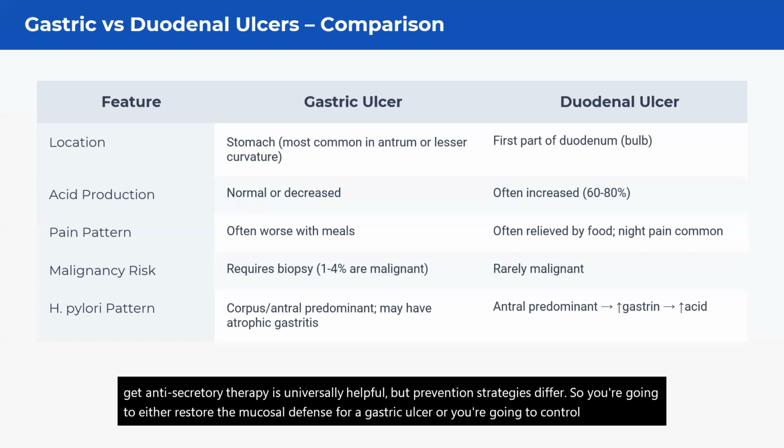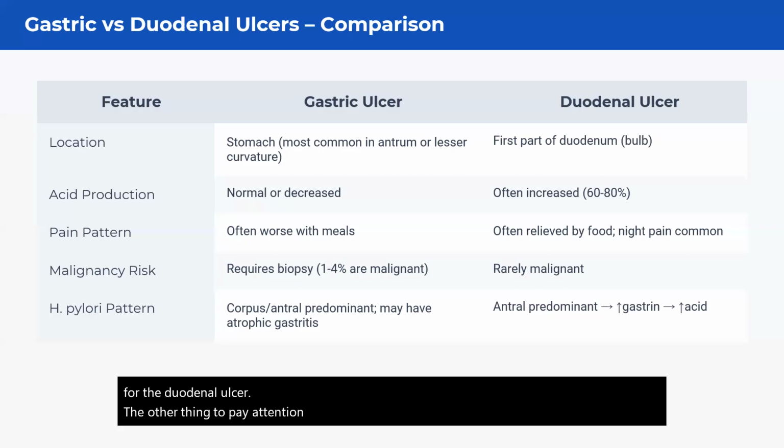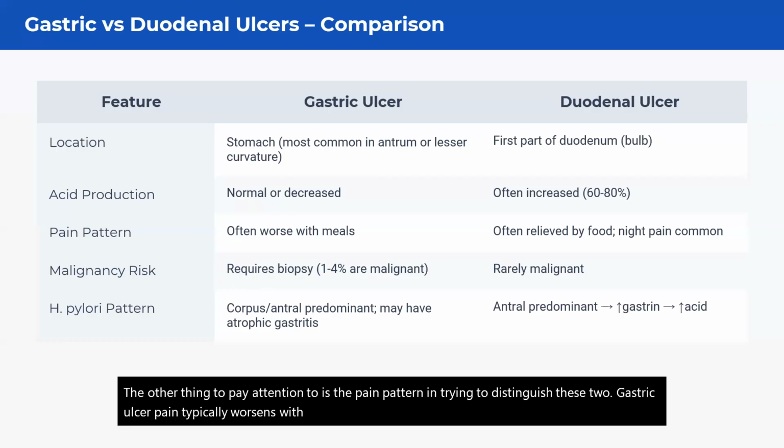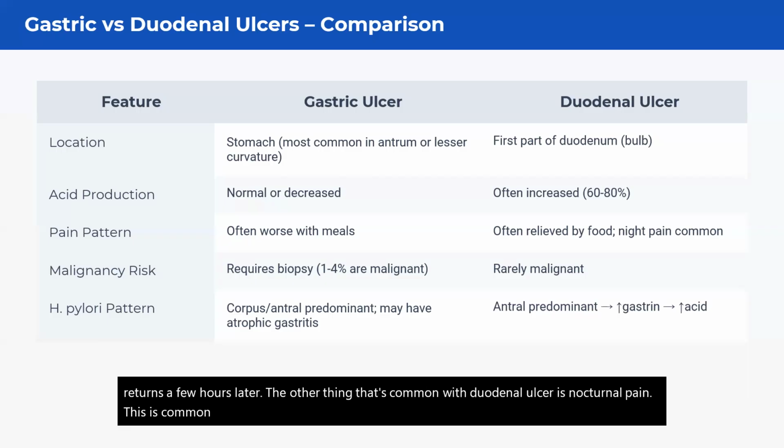for the duodenal ulcer. The other thing to pay attention to is the pain pattern in trying to distinguish these two. Gastric ulcer pain typically worsens with eating. Duodenal is typically relieved with eating and then returns a few hours later. The other thing that's common with duodenal ulcer is nocturnal pain. This is common because acid secretion peaks during fasting states. So, not diagnostic, these timing patterns can help prioritize.